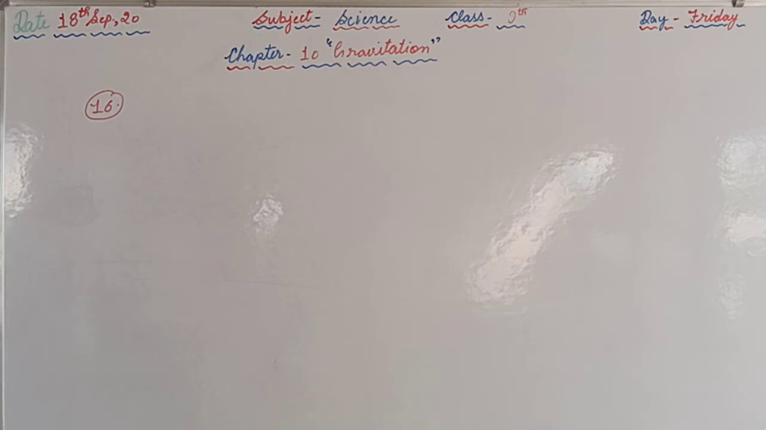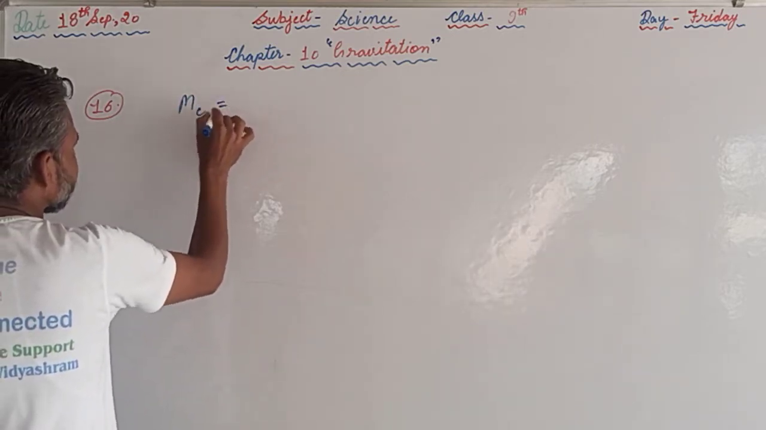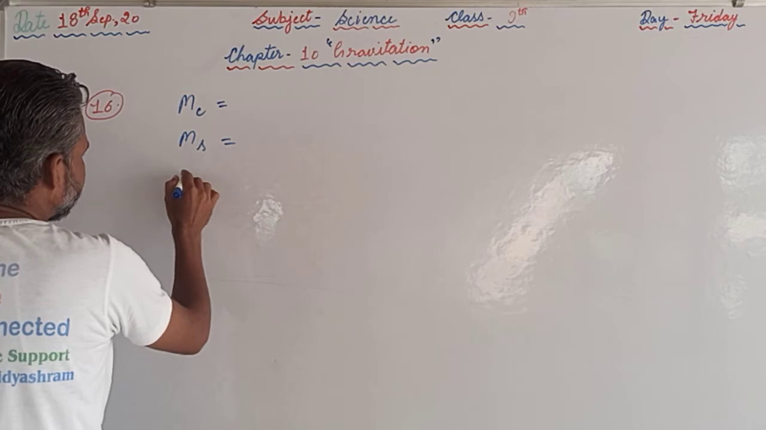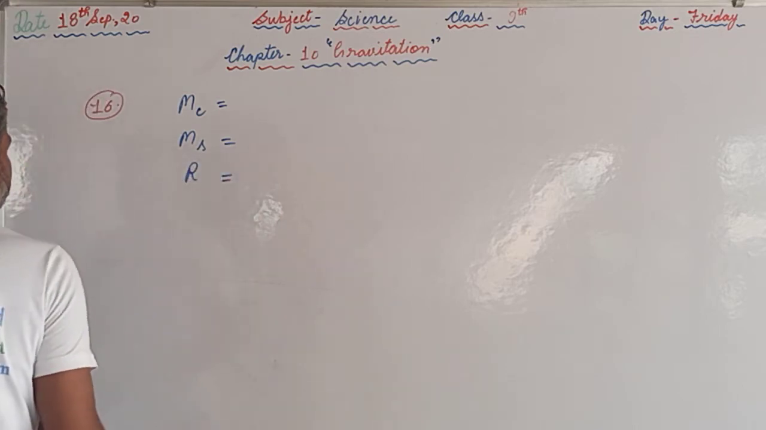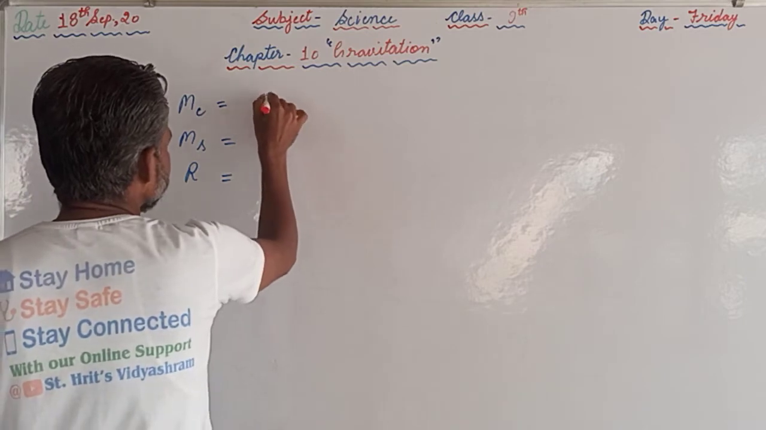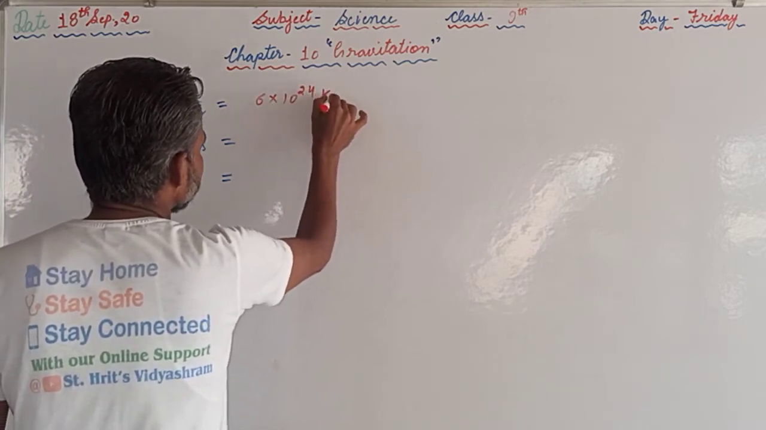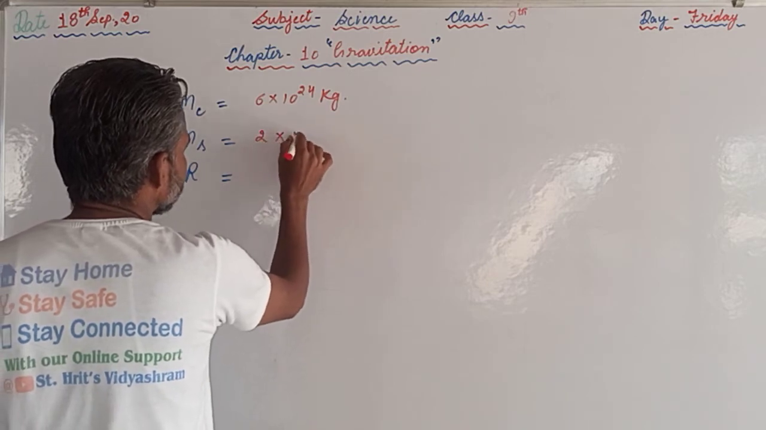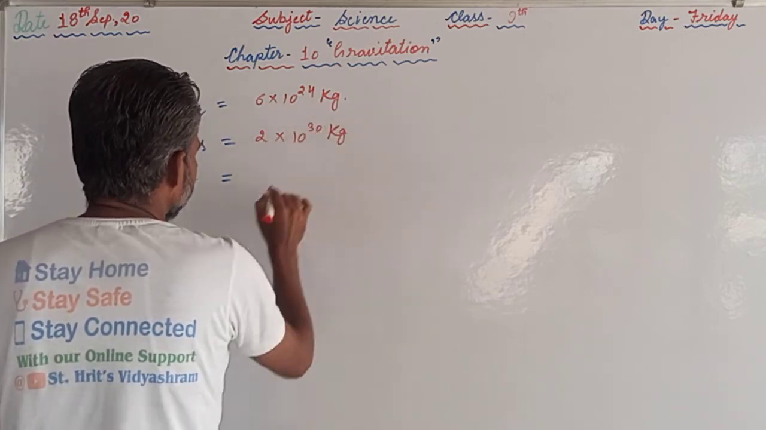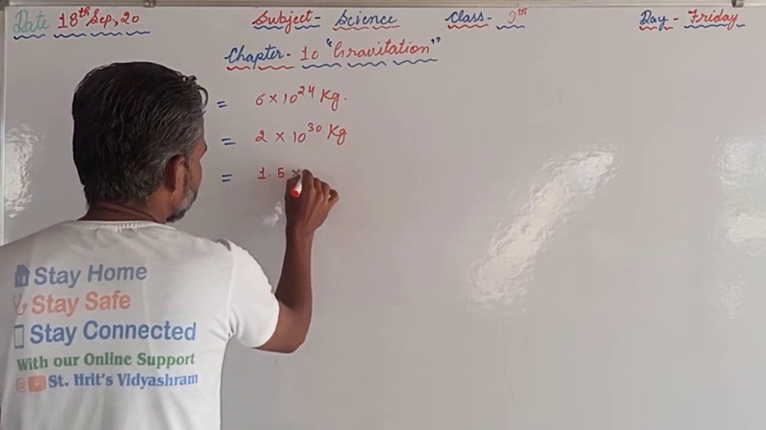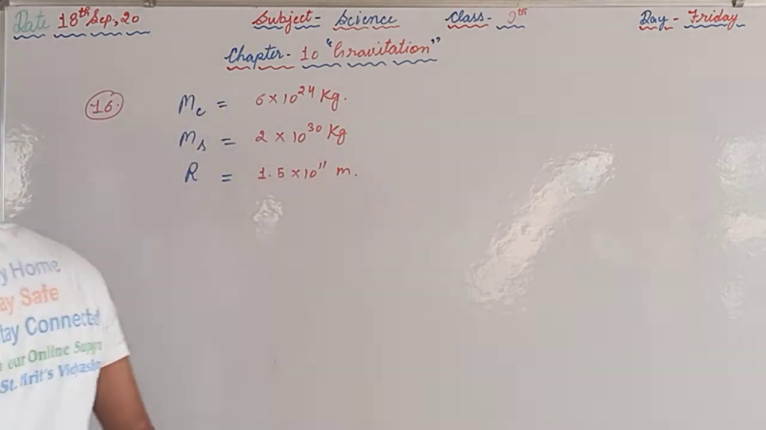Calculate the force of gravitation between the earth and the sun, given that the mass of the earth is 6 into 10 raised to the power 24 and that of the sun is 2 into 10 raised to the power 30. The average distance between the two is 1.5 into 10 raised to the power 11 meters. So the mass of the earth is 6 into 10 raised to the power 24 kilogram, the mass of the sun is 2 into 10 raised to the power 30 kilogram, and the distance is 1.5 into 10 raised to the power 11 meters.